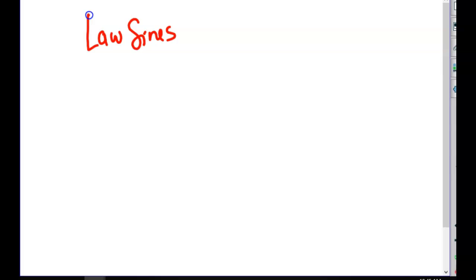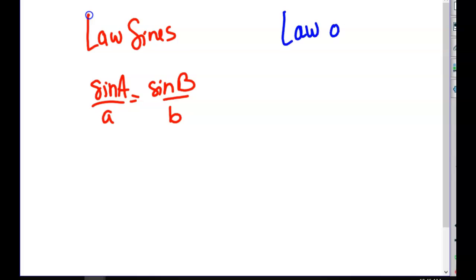Law of sines, sine A over a is equal to sine B over b. Yeah, you don't have to write all three parts, but you can. All right? And make sure you use capital and lowercase letters to indicate angles and sides. What about law of cosines? If you have to write that tomorrow or Friday.